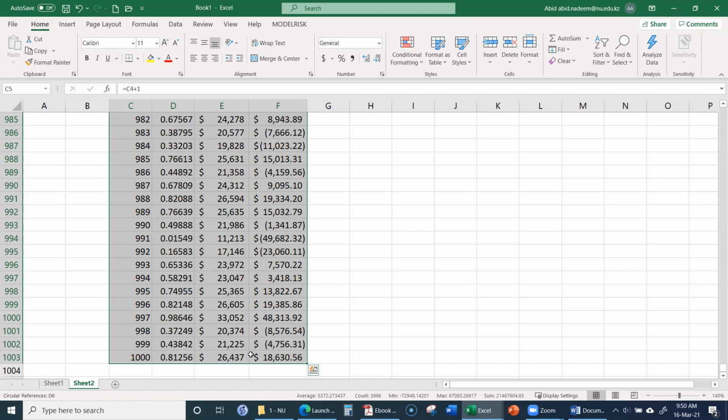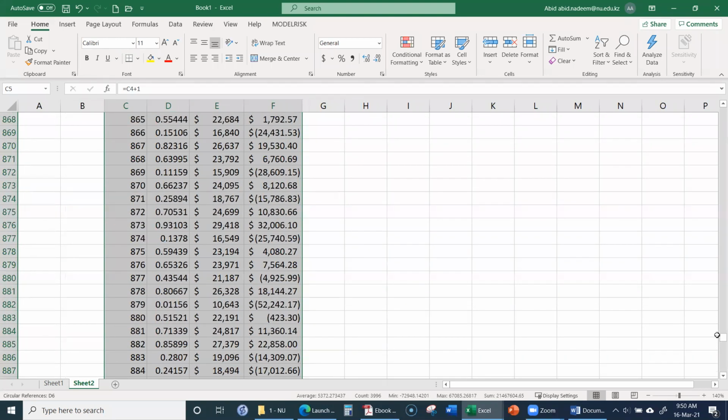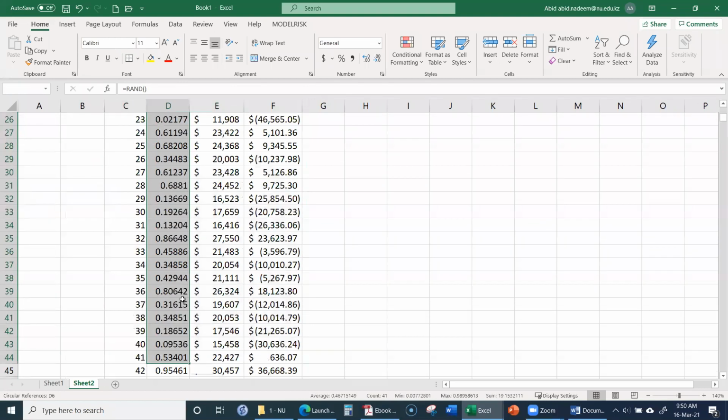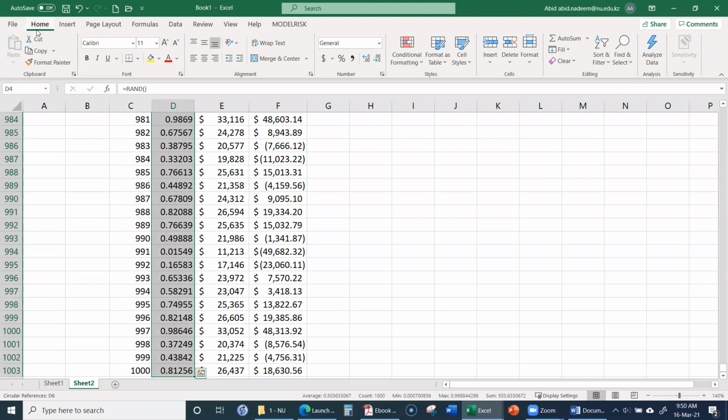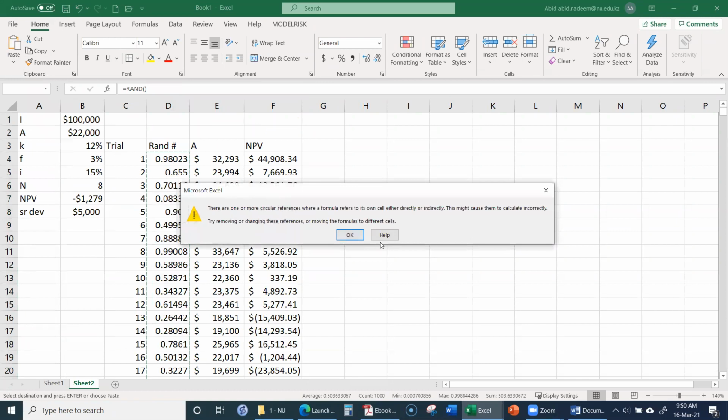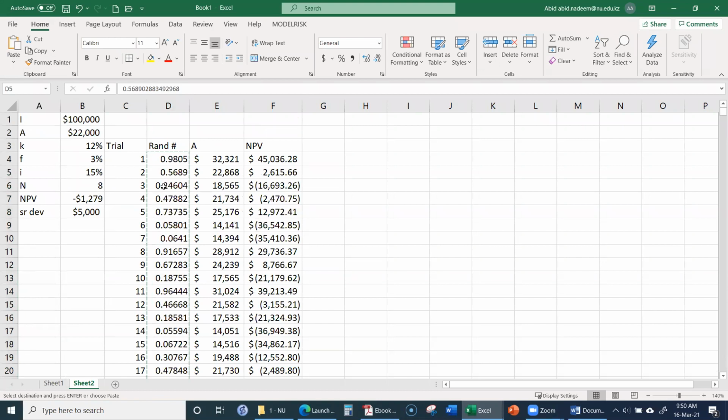And for each trial, let's see, I don't want to change these values. So the random number, I take these with Control Shift down arrow, copy it, and then I will just paste these values, so that later on the values will not change. So now I have these non-changing values. So based on this random number generated value, I now have 1,000 trial values over here.